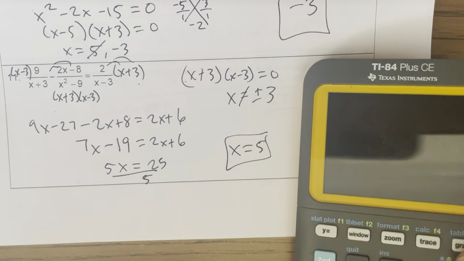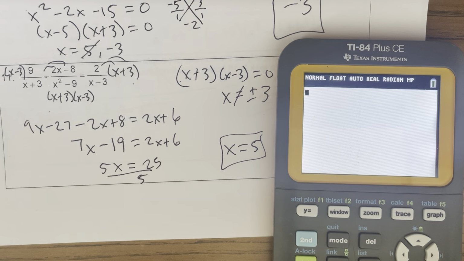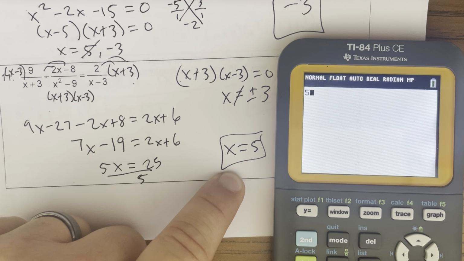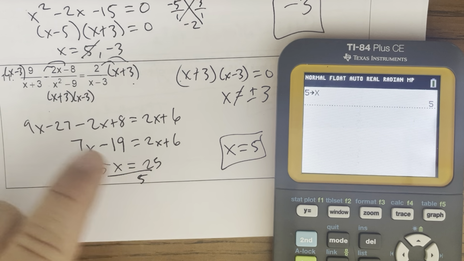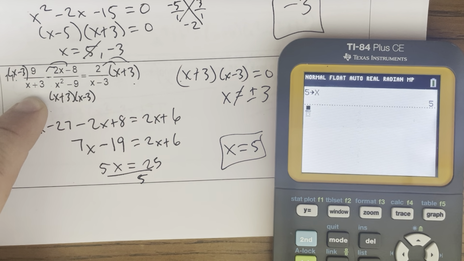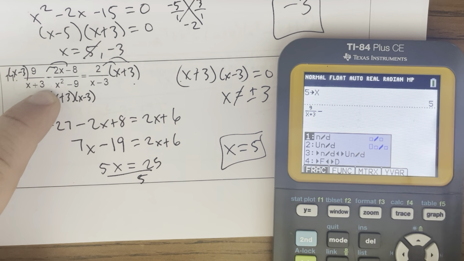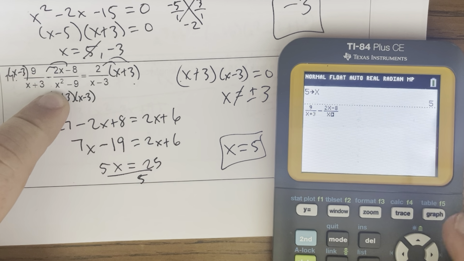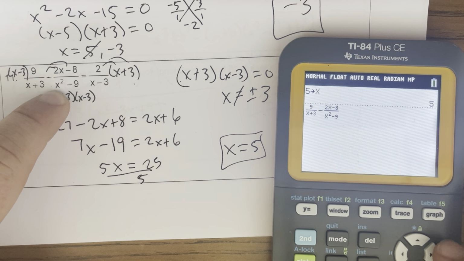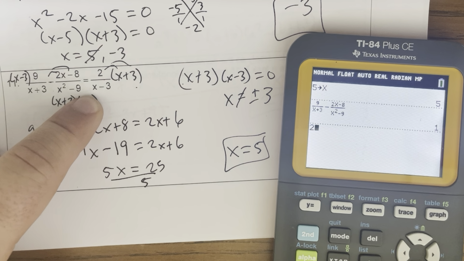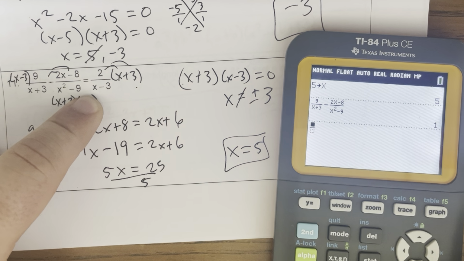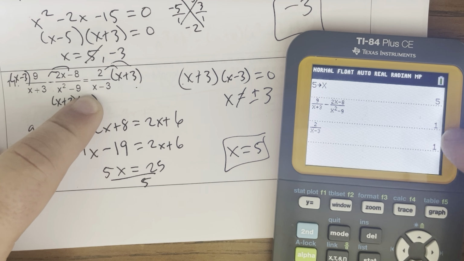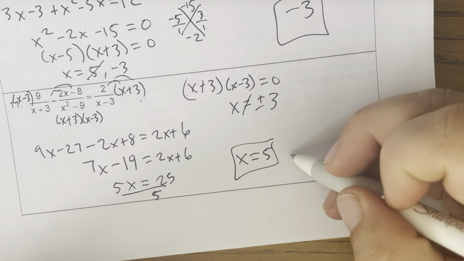And with this one, like we've done before, I haven't showed how to check one of these, but if I got x equal 5, I can store 5 in for x, and now we just check it with this original problem. So I'm going to have 9 over x plus 3, and we got subtraction, 2x minus 8 over x squared minus 9 equals 1, so we'll do the other side as well. 2 over x minus 3 equals 1 on both sides, and so it checks. 5 is the correct answer.